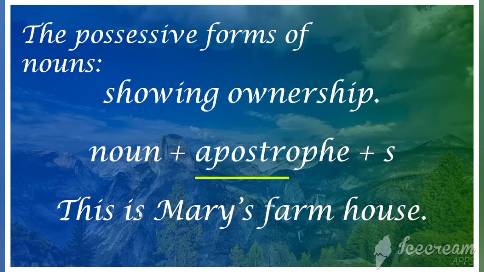In this sentence you can see, this is Mary's farmhouse. Mary is a noun, and we added an apostrophe and then s. So a noun can be made possessive in this form: noun plus apostrophe plus s. We usually use this form with the names of living things or personified objects. So usually only with living things do we form this kind of possessive, that is, noun plus apostrophe plus s.